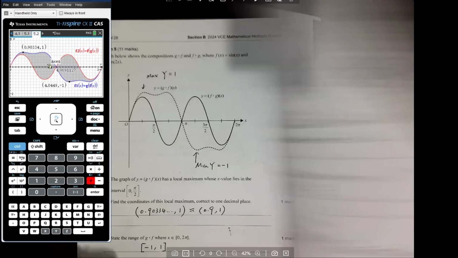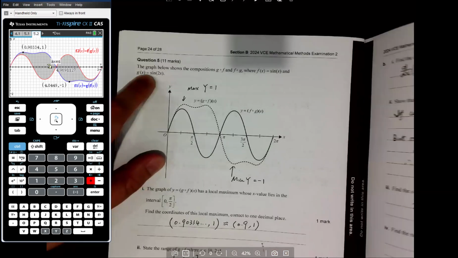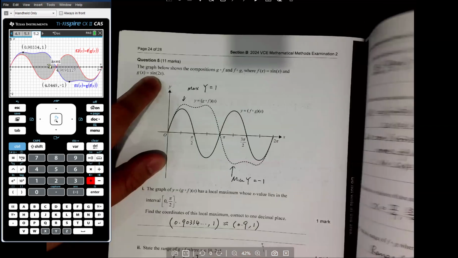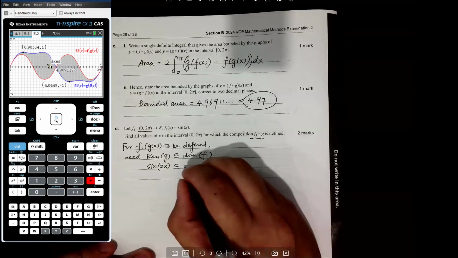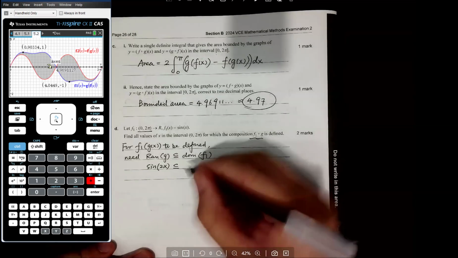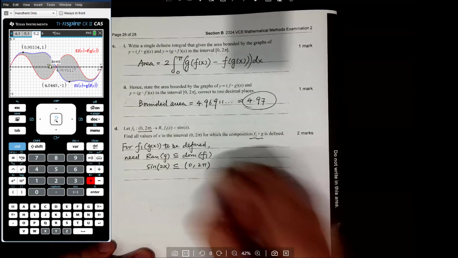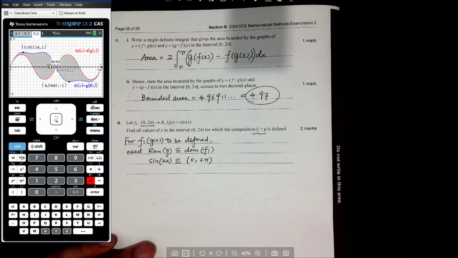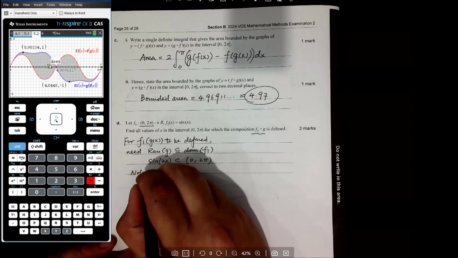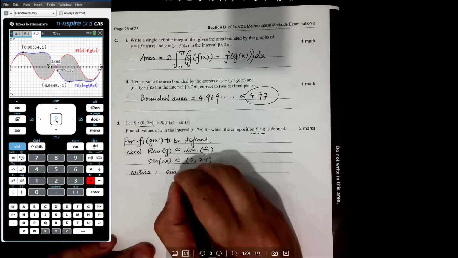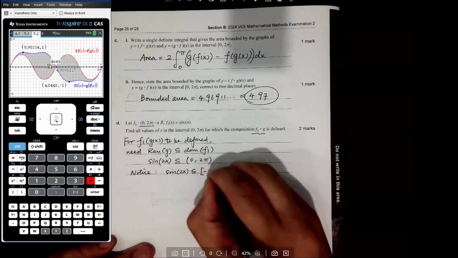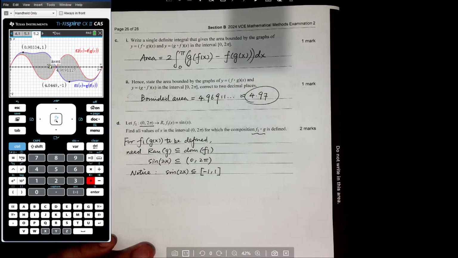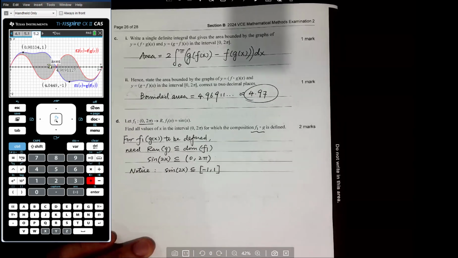Well, if you look back, g of x, this expression here, symbolically, it's the range. Whatever x value, you can calculate the y value, this is the range. So we have sine 2x must be a subset of, for example, 0 to 2 pi, whatever it is. And notice your sine 2x can only be part of minus 1 to 1 because of the maximum value and the minimum value of sine 2x.